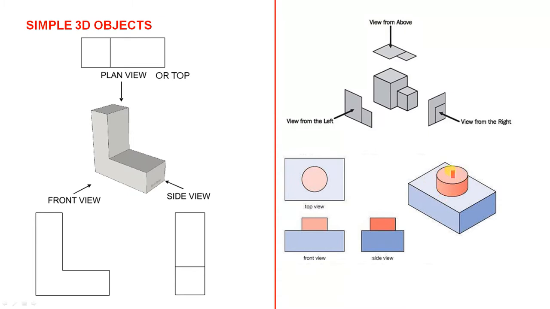Here's another object here, a 3D object. If you're looking from the top, you'll see that. If you're looking from the front, you'll see that. That's that direction there. And if you're looking from the side, you will see that. That's that direction there.